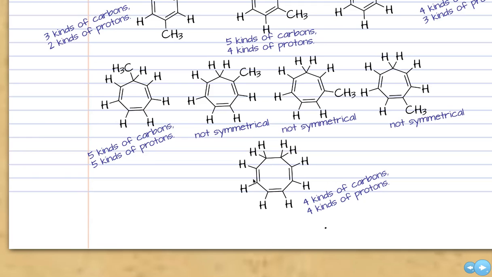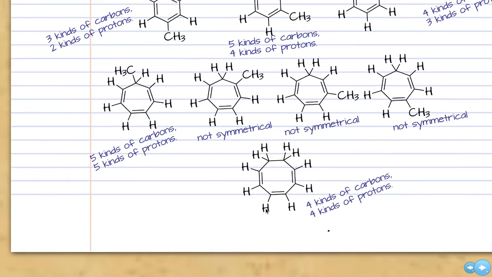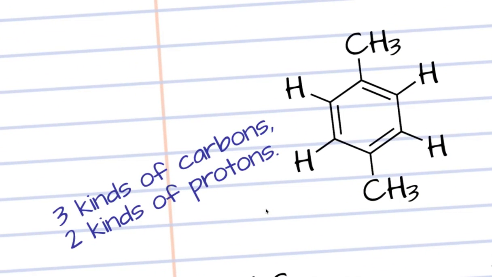There's 4 kinds of carbons because there's a degree of symmetry that splits the molecule in half. There's 4 kinds of protons. It doesn't fit our model. So what fits our model? That fits our model. Paraxylene fits the data.